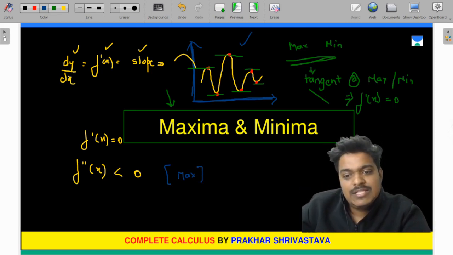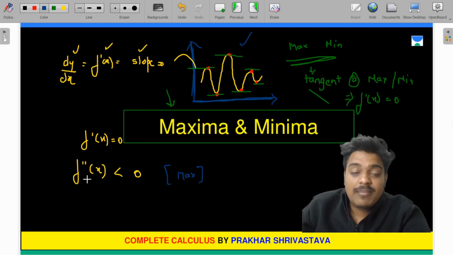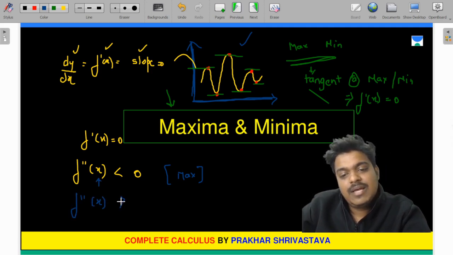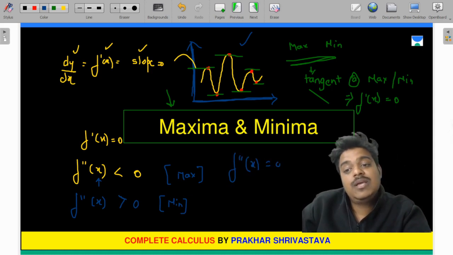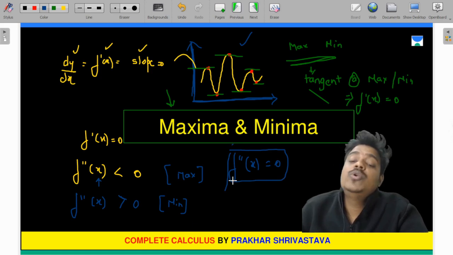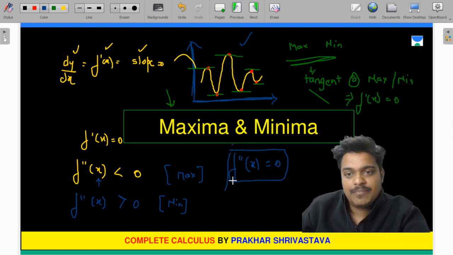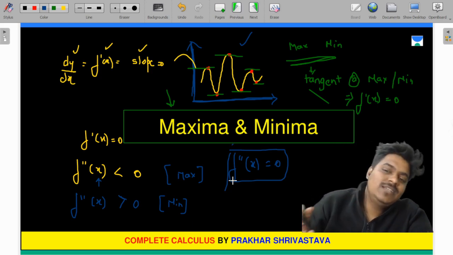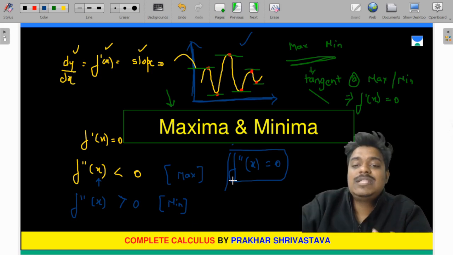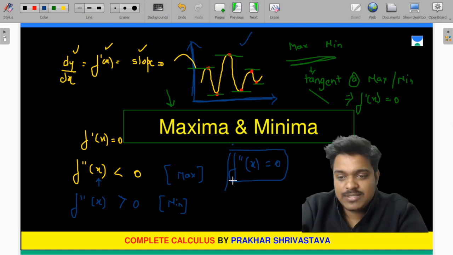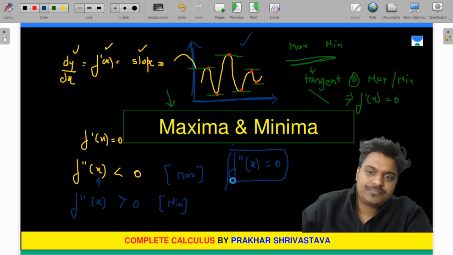That is why I'll just tell you the formula: if f double dash x is less than 0, then this point of x is a maxima, and if f double dash x is greater than 0, this is a point of minima. And it might be possible that you get f double dash x equal to 0. In this case you cannot do anything. Is it clear? We'll try to find out how to solve questions, but I hope you have got the gist of how a maxima or a minima works.